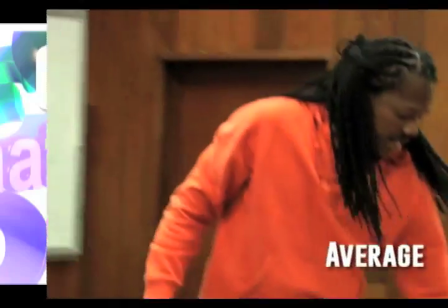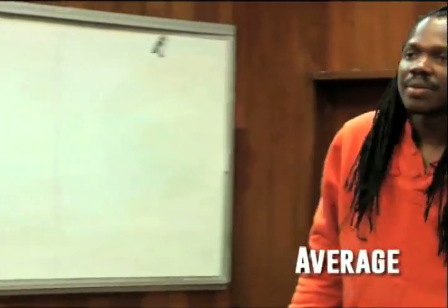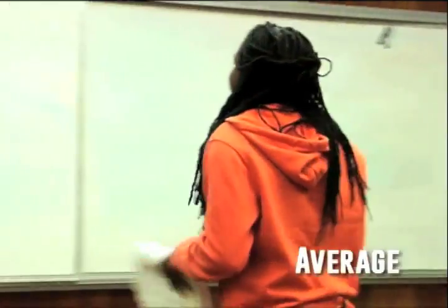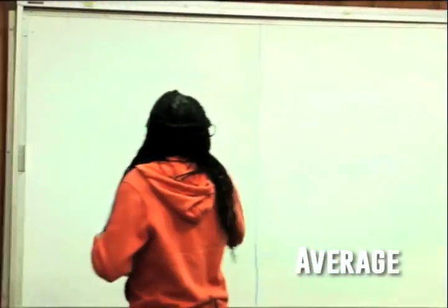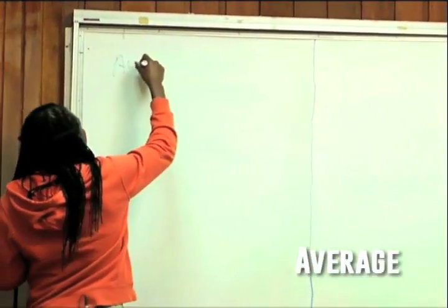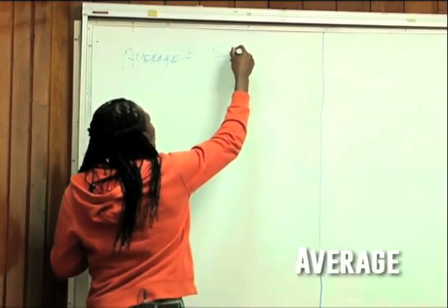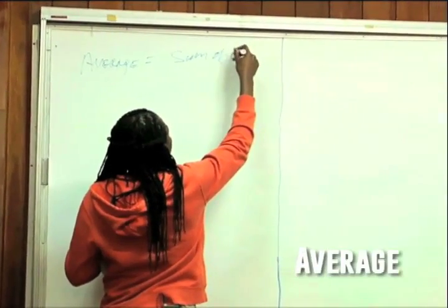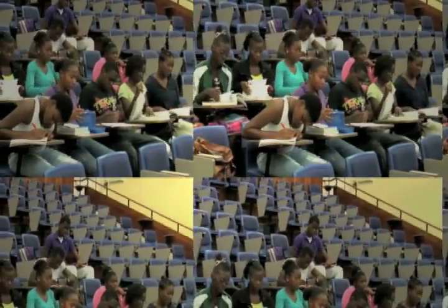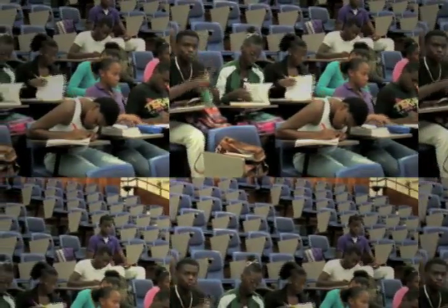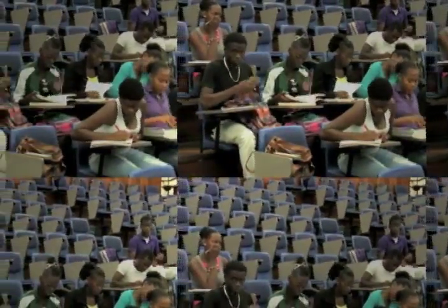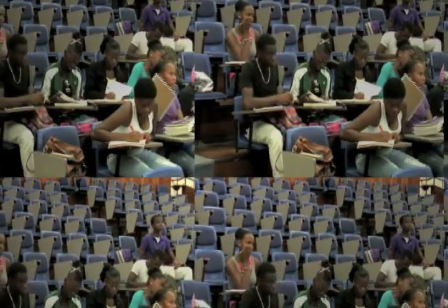Now, the average is simply the sum of quantities divided by the number of quantities. So, what we're saying is that your average is equal to the sum of quantities divided by the number of quantities. So let us say we have these quantities.